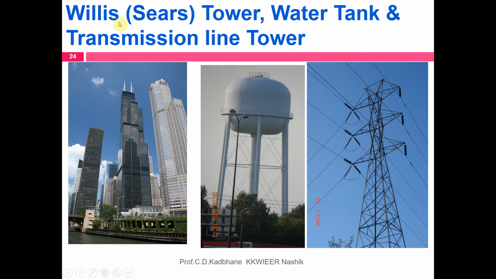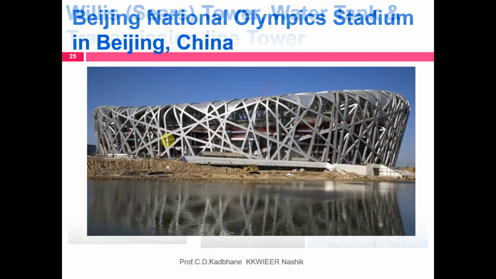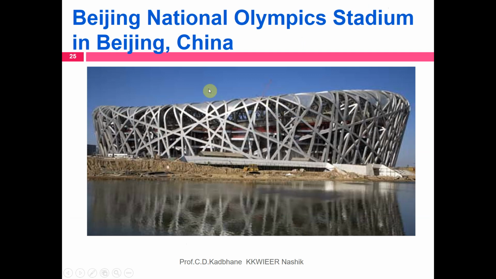These are different photographs of steel structures. Number four in this photograph is the Willis Sears Tower. This one is a water tank, and this one is a transmission line tower. Then many of you must have seen this stadium located in Beijing, China, a uniquely designed stadium. Look at the beauty and aesthetics provided, and at the same time the stadium has been planned and designed to resist earthquake loads of higher magnitude.